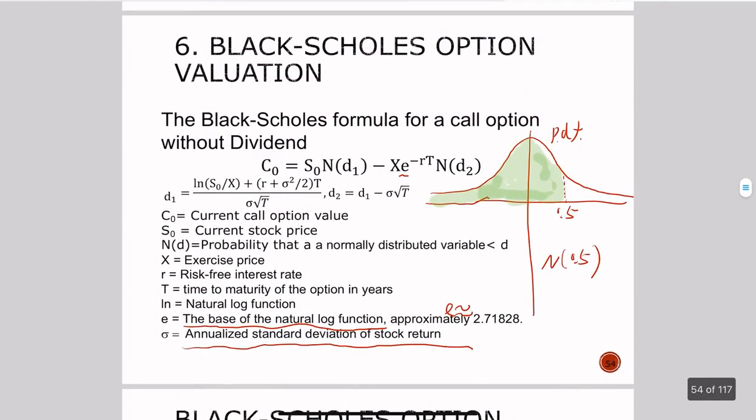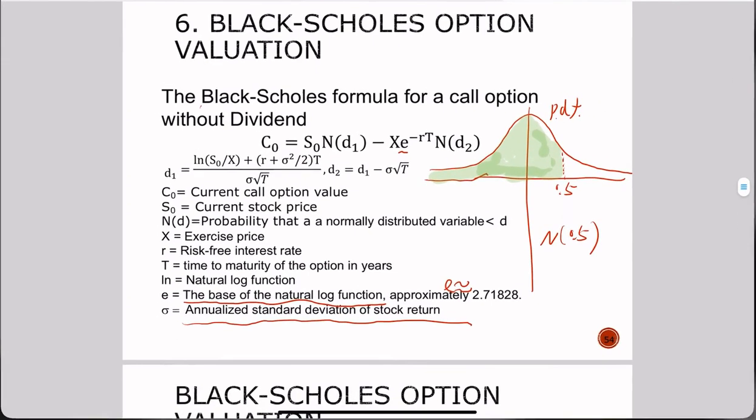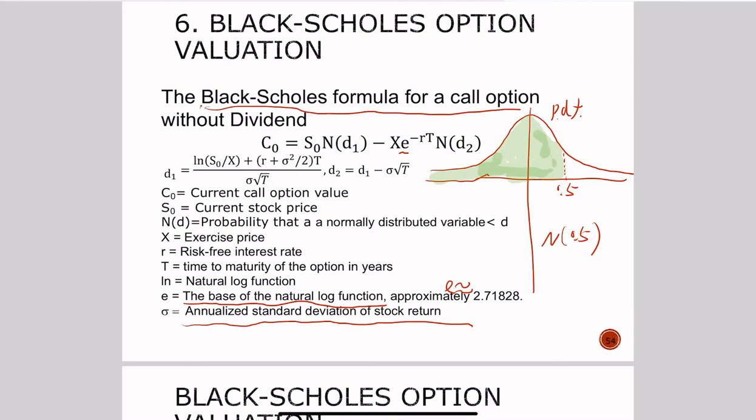Another caveat I forgot to mention is, if you look at this lecture note, it says the Black-Scholes formula for a call option without dividend. We know that at least call options have two types, right? American calls and European calls. So what exactly is this call option? Well, the answer is here. This formula can be applied to both American calls and European calls as long as there are no dividends.